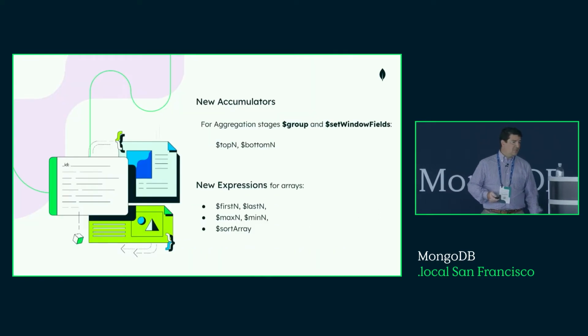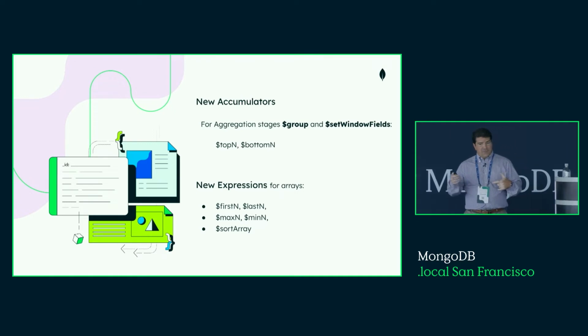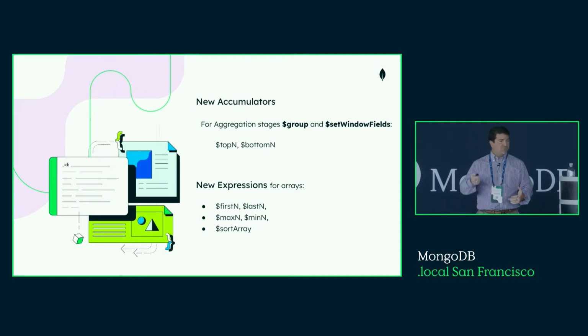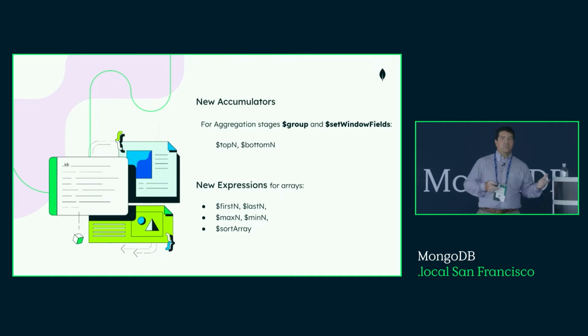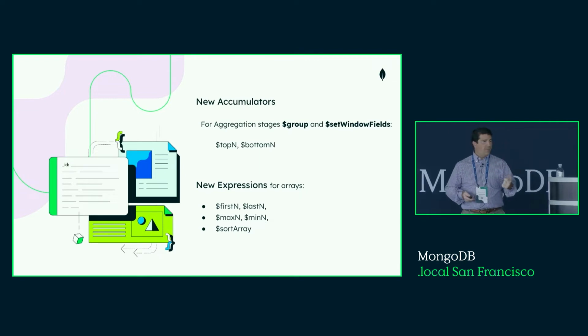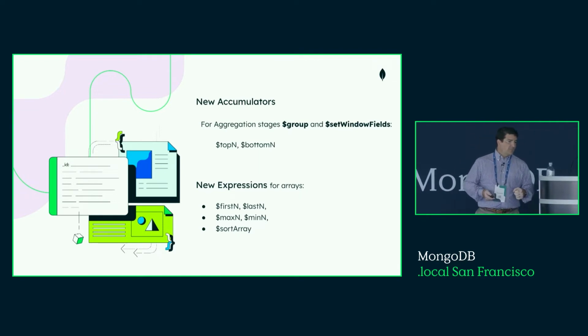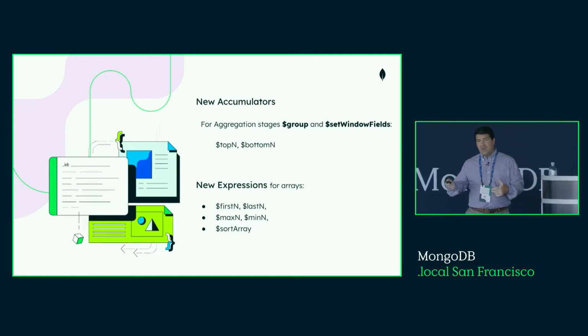Let's jump right into it. There's this idea of accumulators, and there are accumulators and new expressions. These are all components of your aggregation pipeline. Typically, accumulators are found within $group and $setWindowFields, and that's going to be our $topN and $bottomN. The new expressions for arrays operate directly on the array itself: first, last, min, max, sortArray, etc.